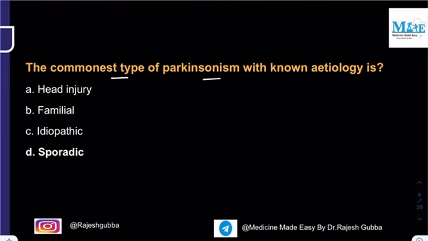The commonest type of Parkinsonism with known etiology is head injury, familial, idiopathic, sporadic. Almost 85 to 90% of the etiology for Parkinsonism is unknown, what we call sporadic. Most Parkinson's disease cases occur sporadically. Almost 85 to 90% of cases are sporadic and of unknown cause. So the commonest type of Parkinsonism with known etiology is sporadic.